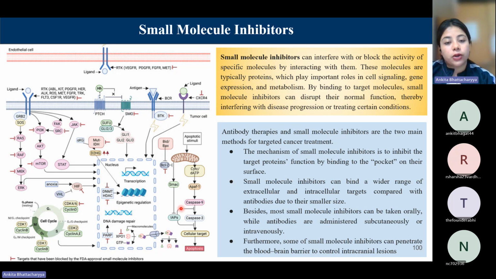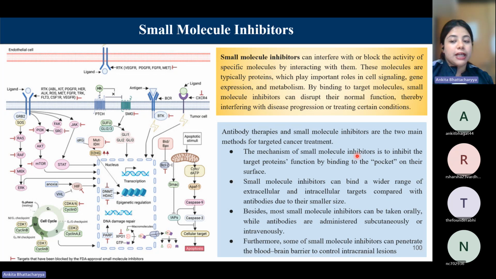So these are all of the different types of drugs, and effectively what you want is for cells to undergo apoptosis. So any anti-apoptotic protein, if it is being expressed at very high levels, is also a potential for therapeutic targeting and is used sometimes for patients as well. So this is the entire idea of small molecule inhibitors. What you see here is the mechanistic insight into the way in which SMIs work. Antibody therapies and small molecule inhibitors are the two main methods for targeted cancer treatment.